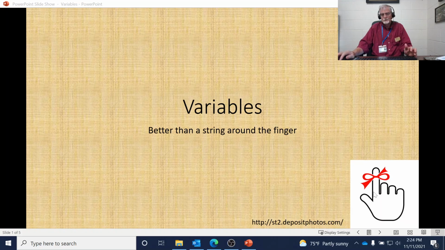Now, what you have here is what we used to try to remember stuff back before there were computers. We had a string around the finger. The idea is we would see the string around our finger and remember why we tied the string there. Of course, it didn't do any good if you forgot why you tied a string on your finger to start with, or if you had more than one thing to remember.